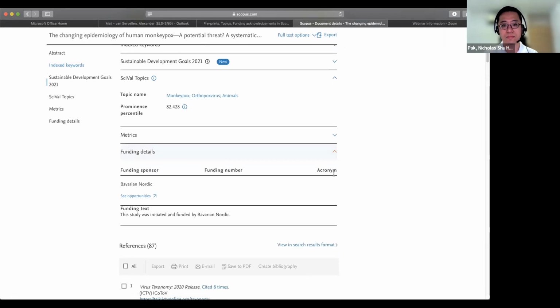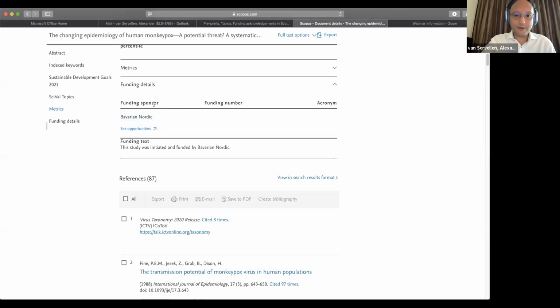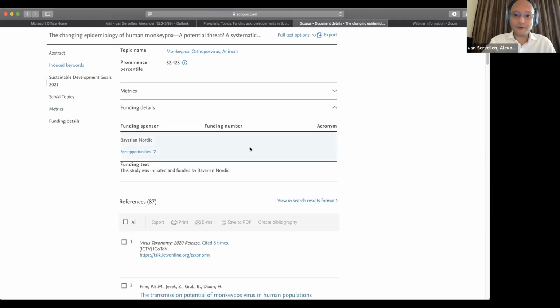Funding details. We can see that this paper was funded by Bavarian Nordic. And you can see the funding text. The study was initiated and funded by Bavarian Nordic. So we know now who has paid for the research. And that's interesting to do. So you can do that by finding a paper and looking here at the funding sponsor.